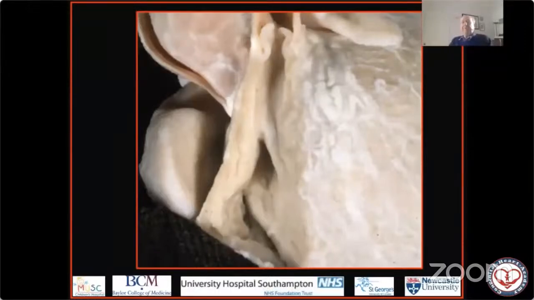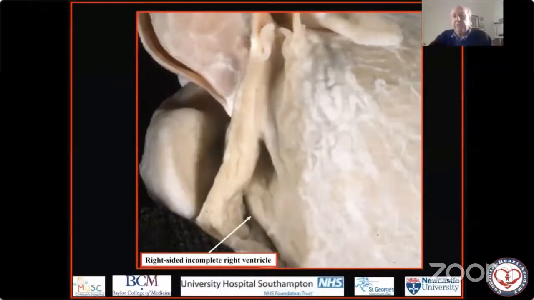And this is a very nice picture of what you see in the so-called Holmes heart. There you see the incomplete right ventricle. It's sitting on the right shoulder of the ventricular mass. It's in anterior and right-sided position, and it is giving rise to the pulmonary trunk.